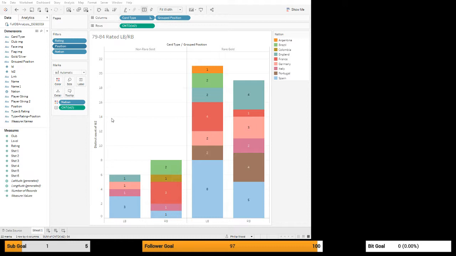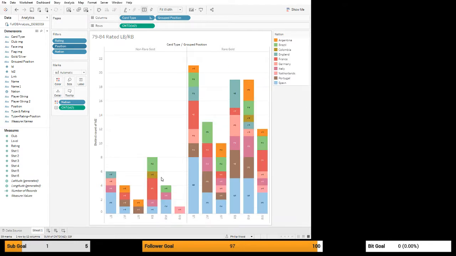So I'll look at some wingers as well. Why have the numbers gone sideways?